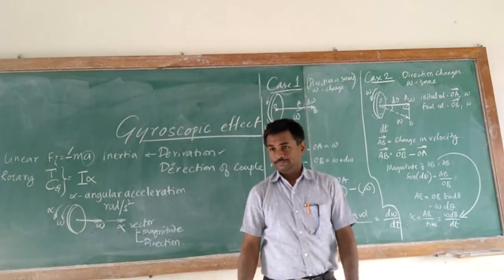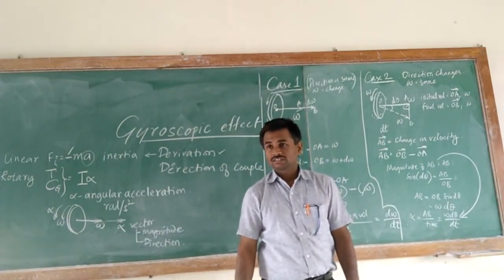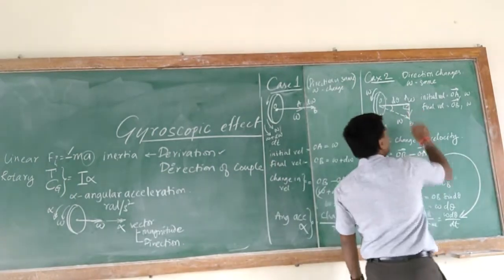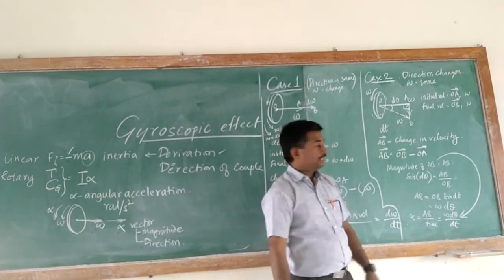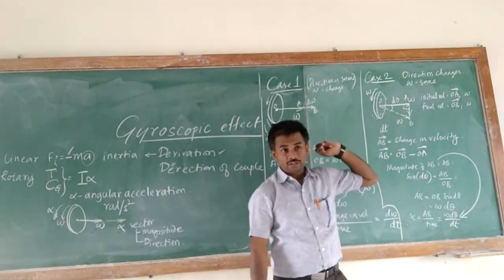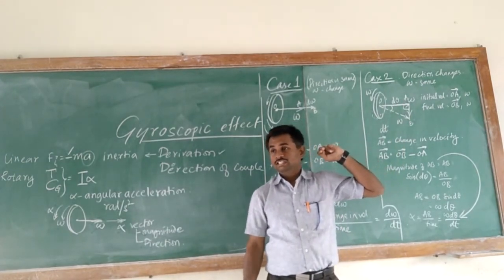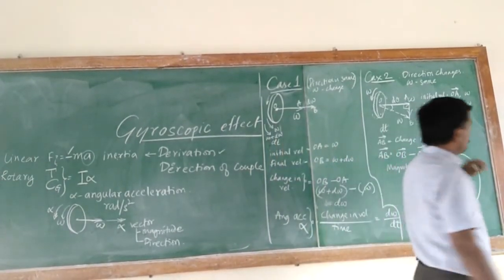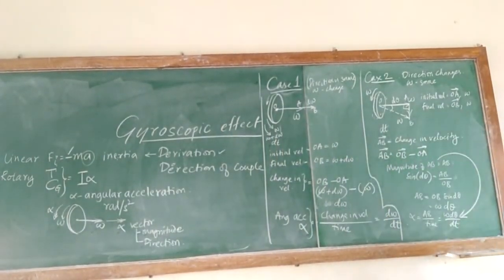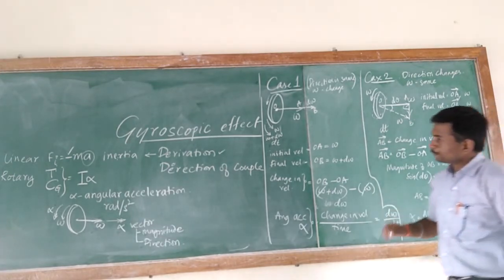What about direction? Direction is from A to B, and it is perpendicular to the initial velocity. Okay, so this is the formula. Now these two values we can use to find the gyroscopic couple.